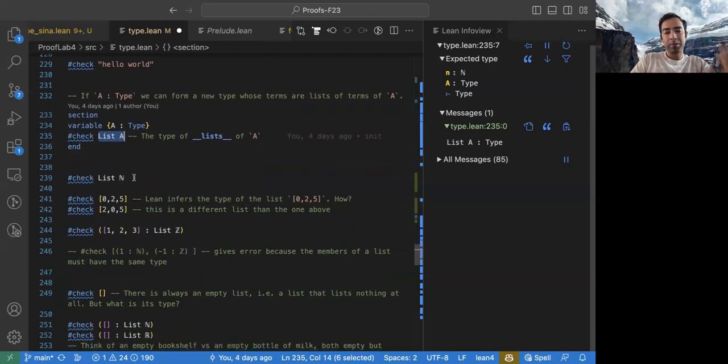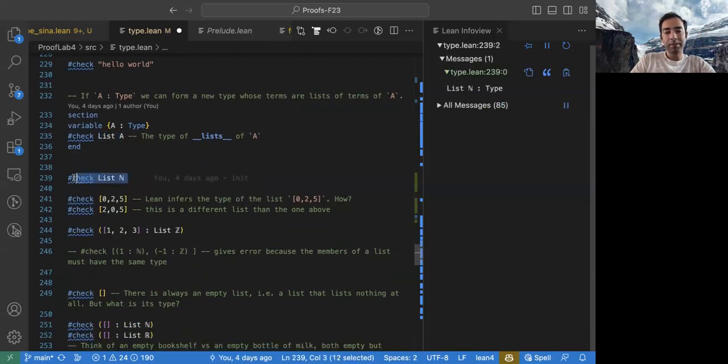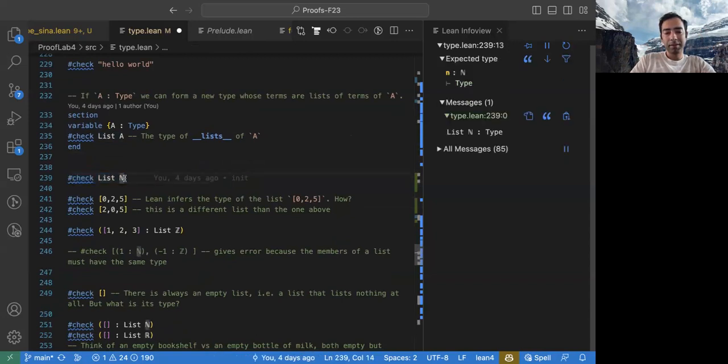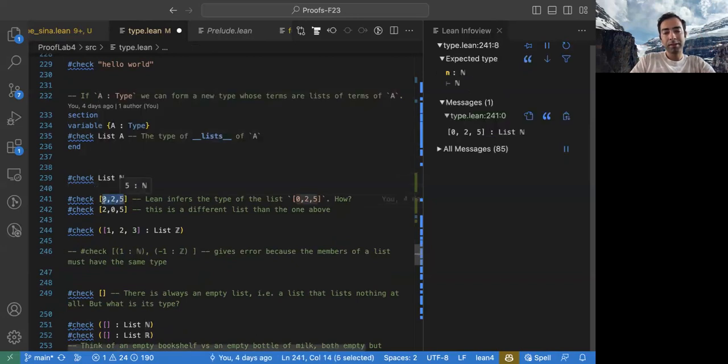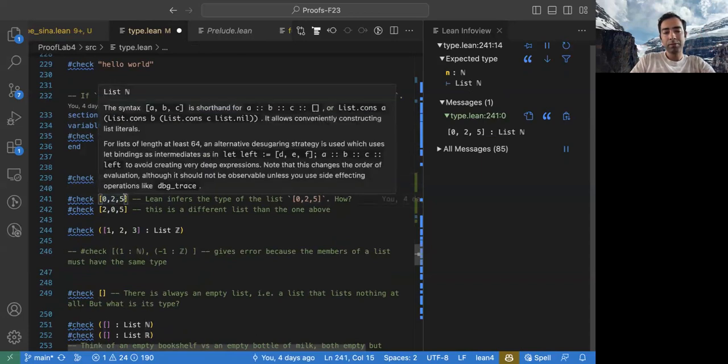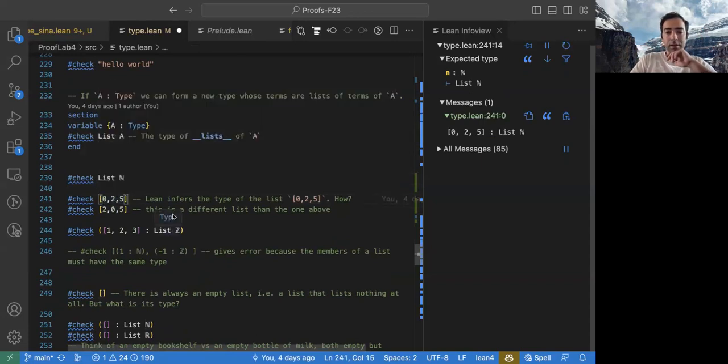Right. So for example, there's a type called List Nat. So this is a new type. And you specify a list essentially by just a sequence of elements within these two brackets. So here's a list that has three elements: 0, 2, 5. And when I check it, because 0, 2, 5 all individually are terms of natural numbers, right?